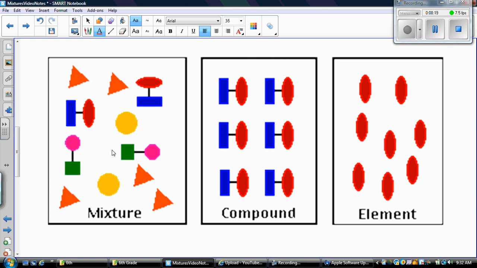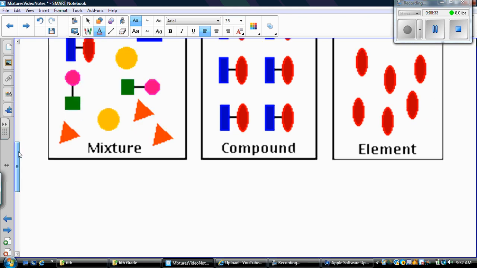And if you look here, you can separate this mixture. I can pull out the triangles from the circles. I can pull out the different compounds. I can separate those. And that's why a mixture is different. It's not a pure substance because it can be separated.